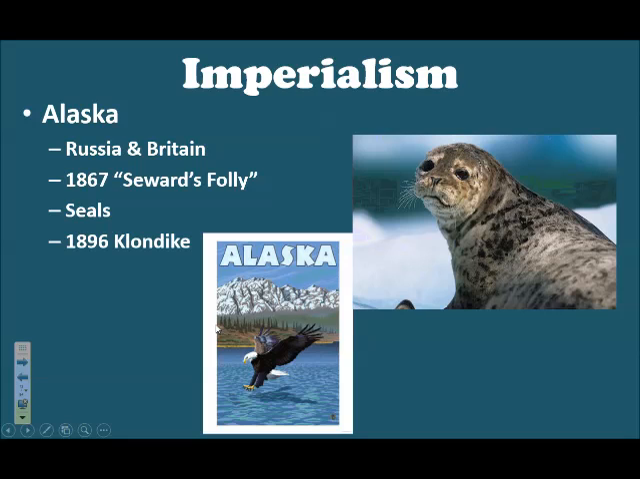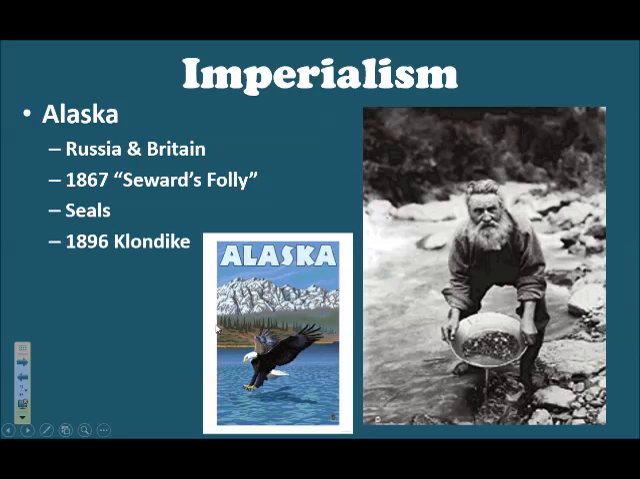But then in 1896, gold is discovered in the area of the Klondike. And so we have sort of a repeat of the California gold rush, of people rushing to get to this territory in order to make their wealth.